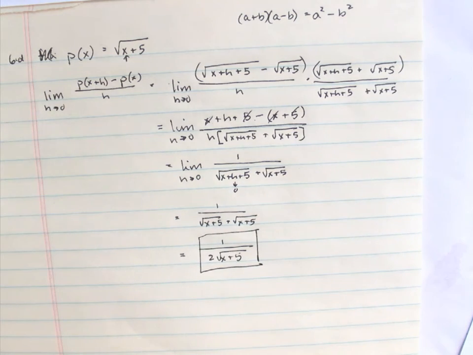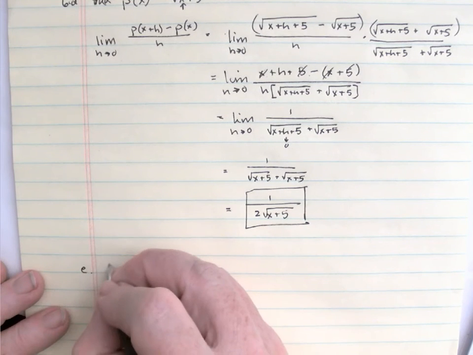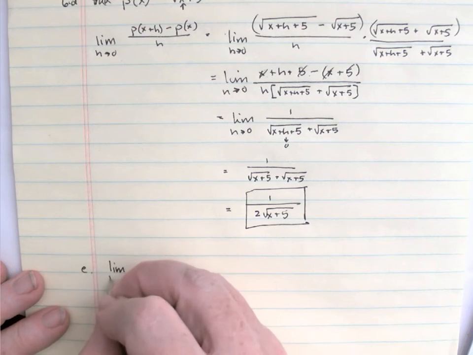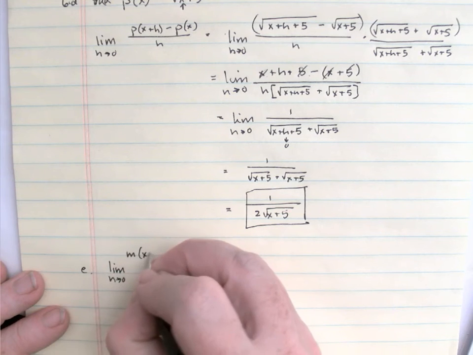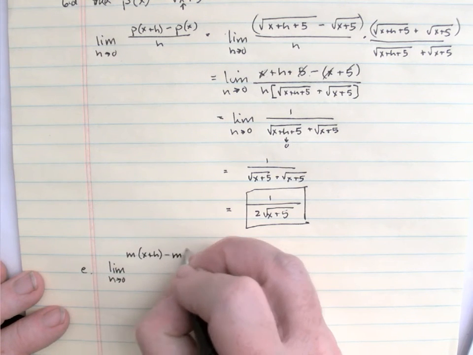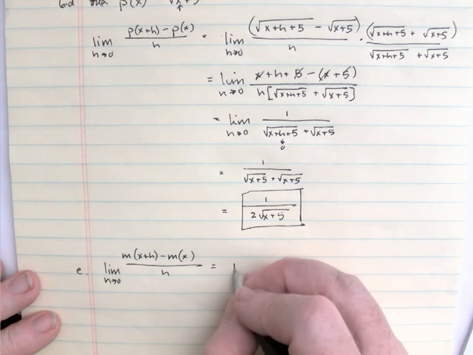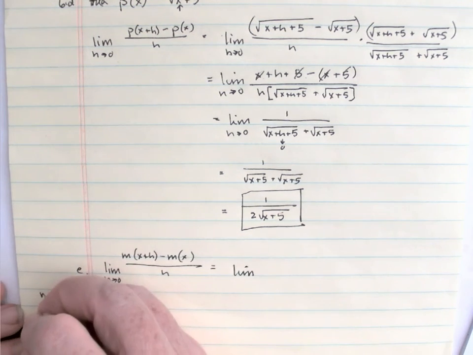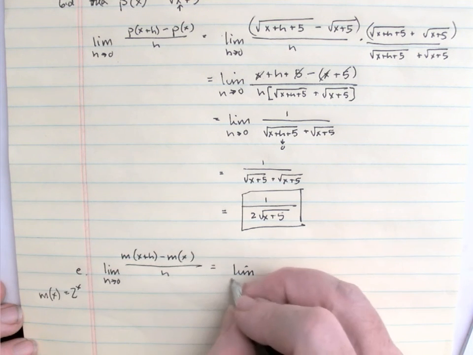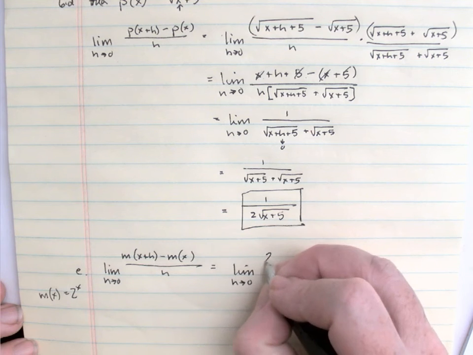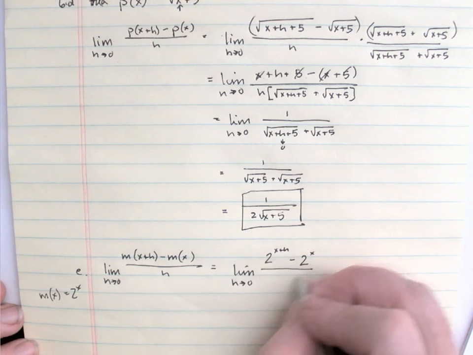And that's our derivative. And while I'm here, I'm just going to talk about 6e. We're going to take the limit as h approaches 0 of m of x plus h minus m of x, all over h. And for this particular function, what we know is that m of x is 2 to the x. So we'll have the limit as h approaches 0 of 2 to the x plus h minus 2 to the x, all over h.